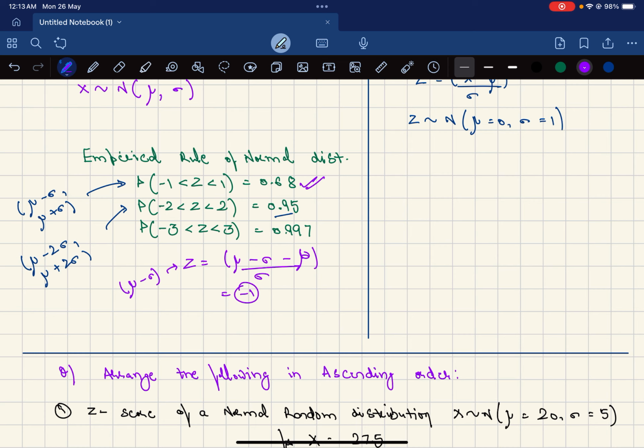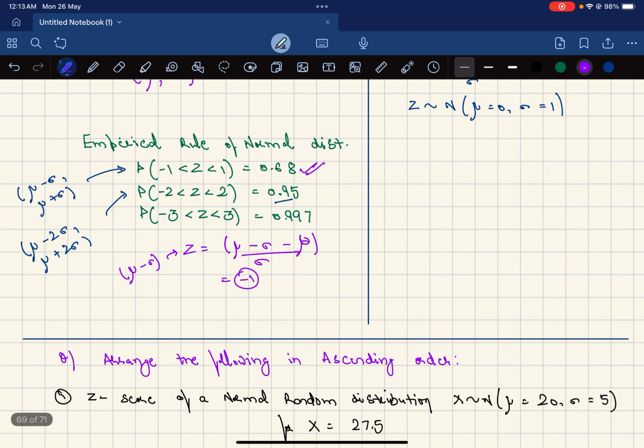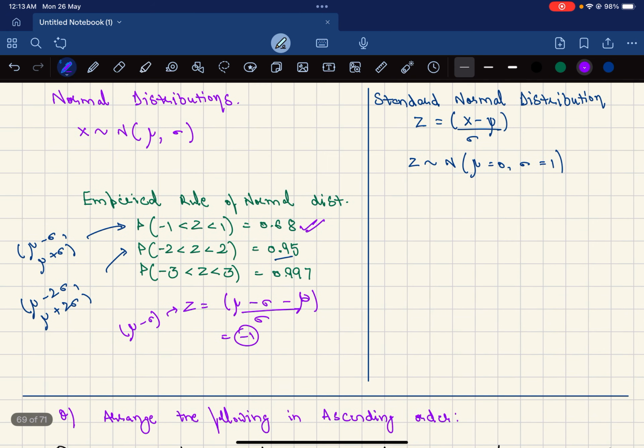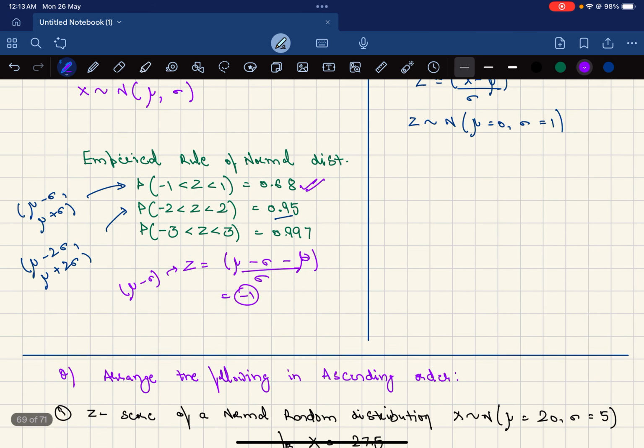So another interpretation of the z-score is nothing but the total number of standard deviations that the raw value x is away from its mean value. That is another way to look at the z-scores for a raw x variable.